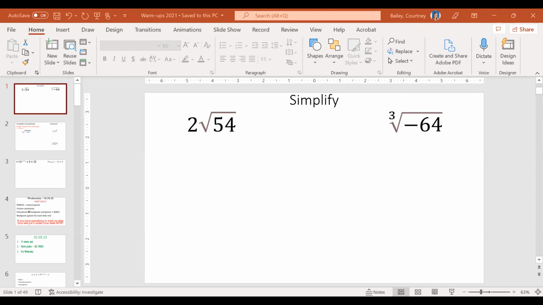Okay, you have a packet at your table. There is a paper that looks like this, has 12 problems. This is your goal today, to get these 12 problems completed because tomorrow we got word problems.